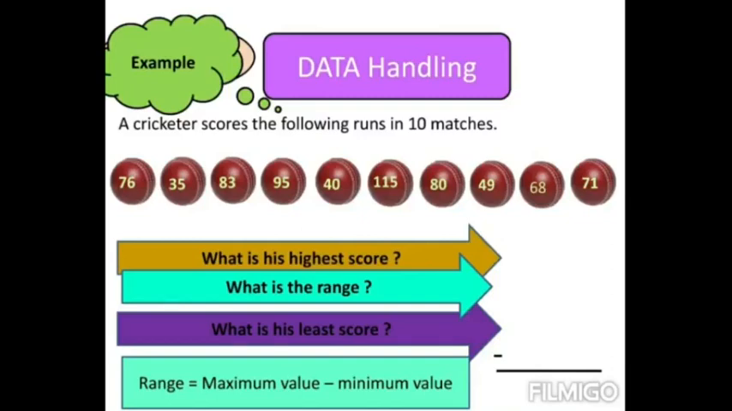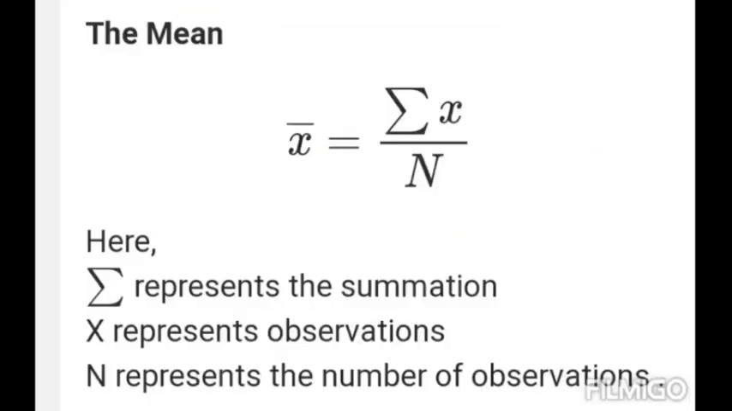Here you can see in this example, a cricketer scores the following runs in 10 matches. Here the maximum observation is 115 while the lowest observation is 35. So range is 115 minus 35, which is 80. Today we will learn 3 central tendencies: mean, median and mode. First we will start with mean.